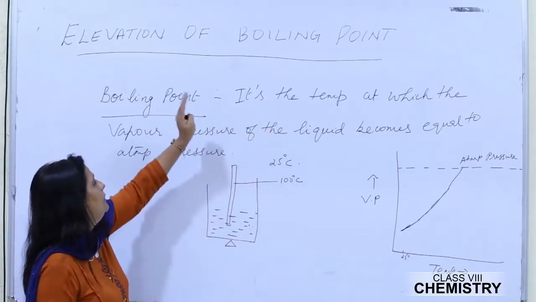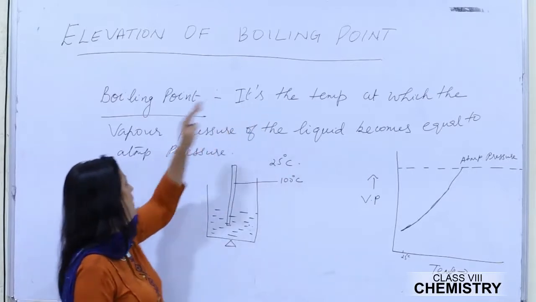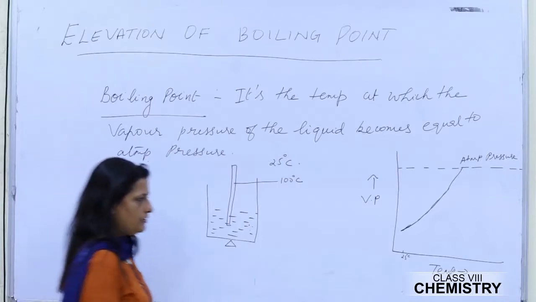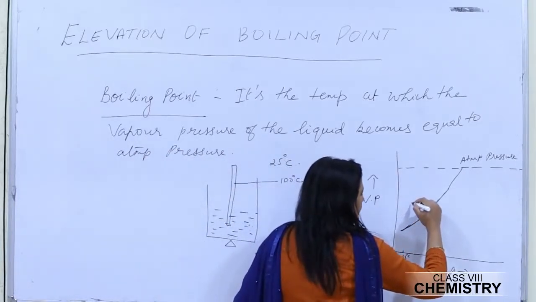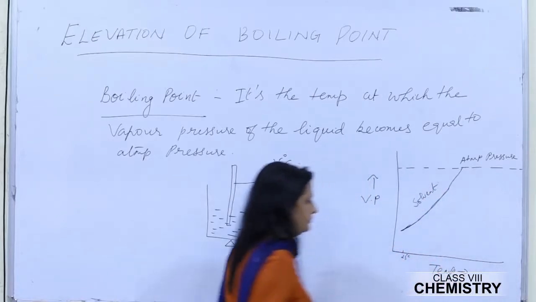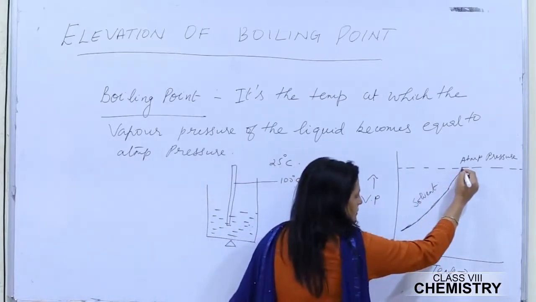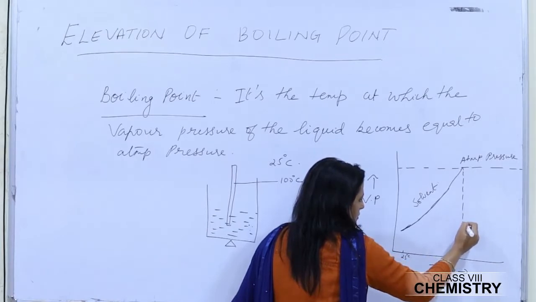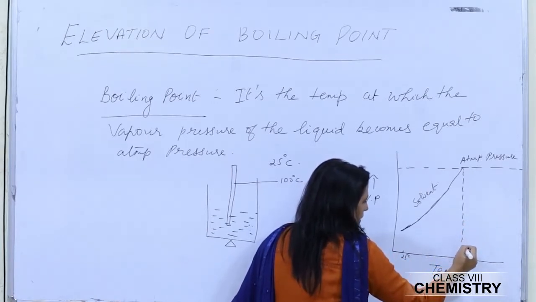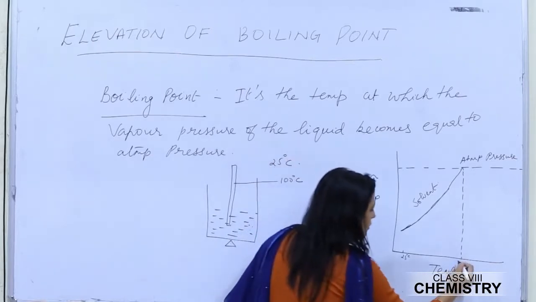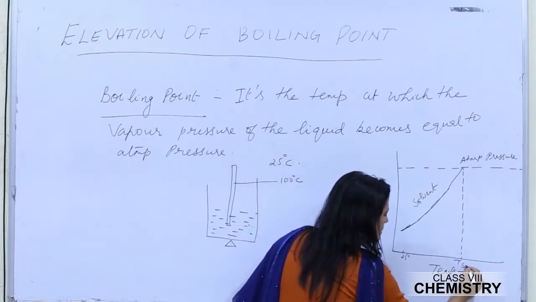So is it clear? Boiling point is the temperature at which the vapor pressure of the liquid becomes equal to atmospheric pressure. So this curve is what? The vapor pressure curve for the solvent. And this temperature at which the vapor pressure of the solvent becomes equal to atmospheric pressure is known as the boiling point of the solvent. So I am just going to write here T solvent.